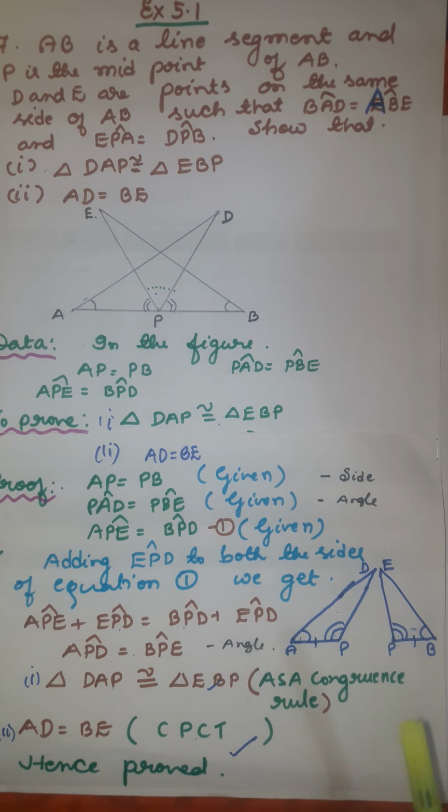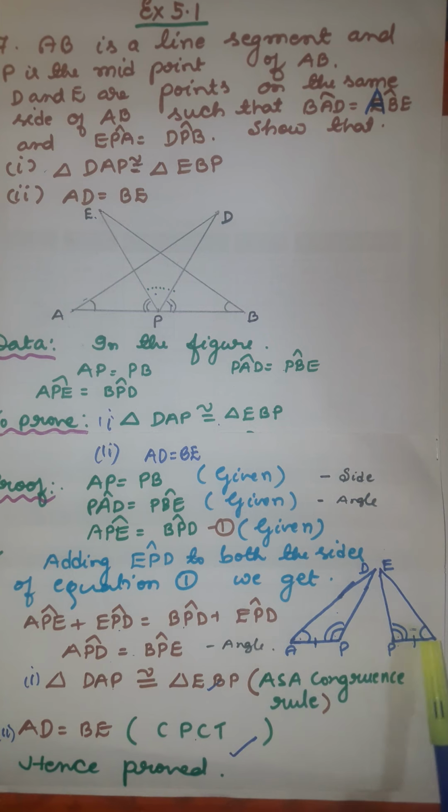So dear children, observe carefully here. Two angles, angle A, angle P and included side AP of triangle DAP are equal to the corresponding angles, angle P, angle B and included side PB of triangle EPB. So they are equal. That means the two triangles are congruent. So therefore triangle DAP is congruent to triangle EPB. When two triangles are congruent, corresponding parts must be equal.